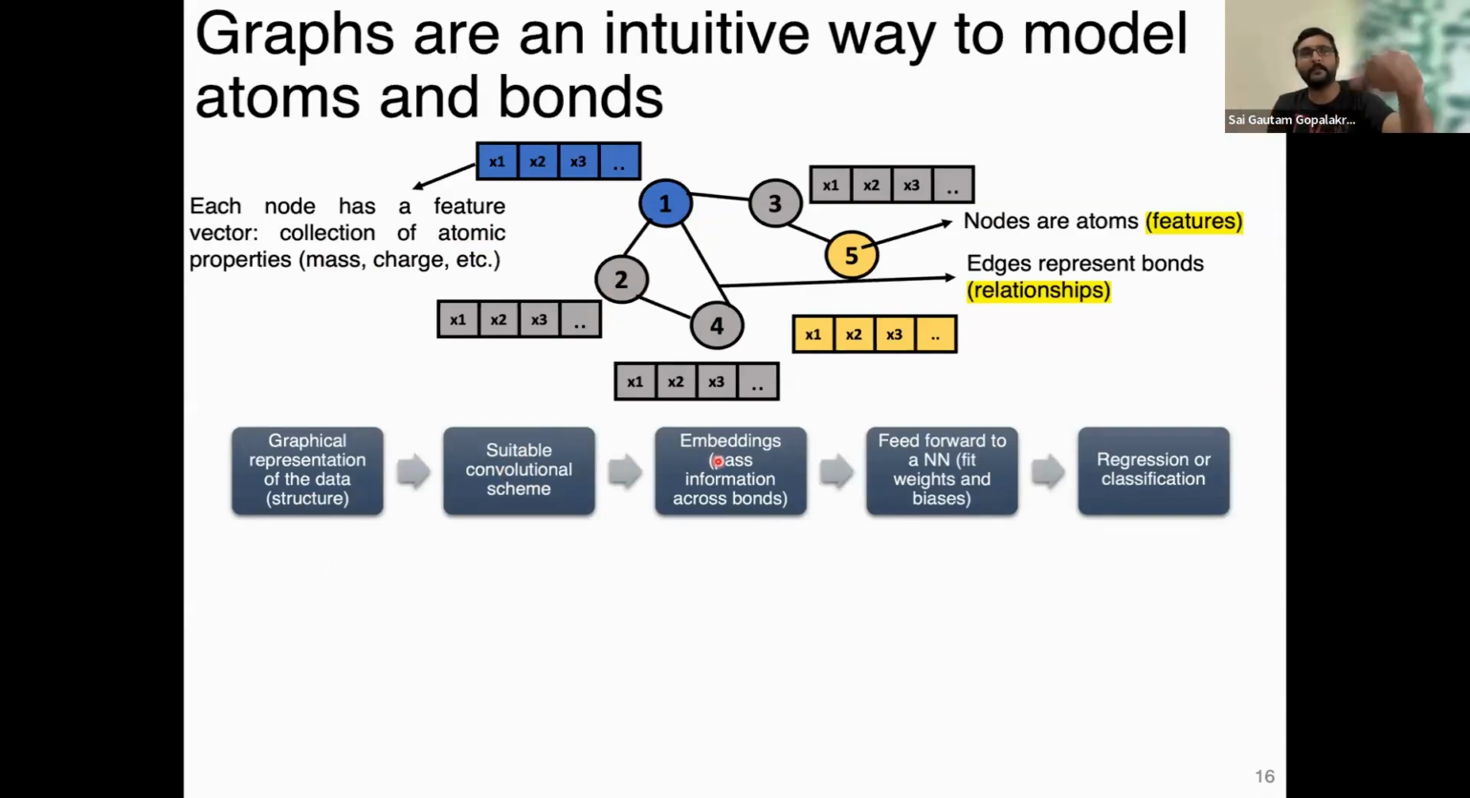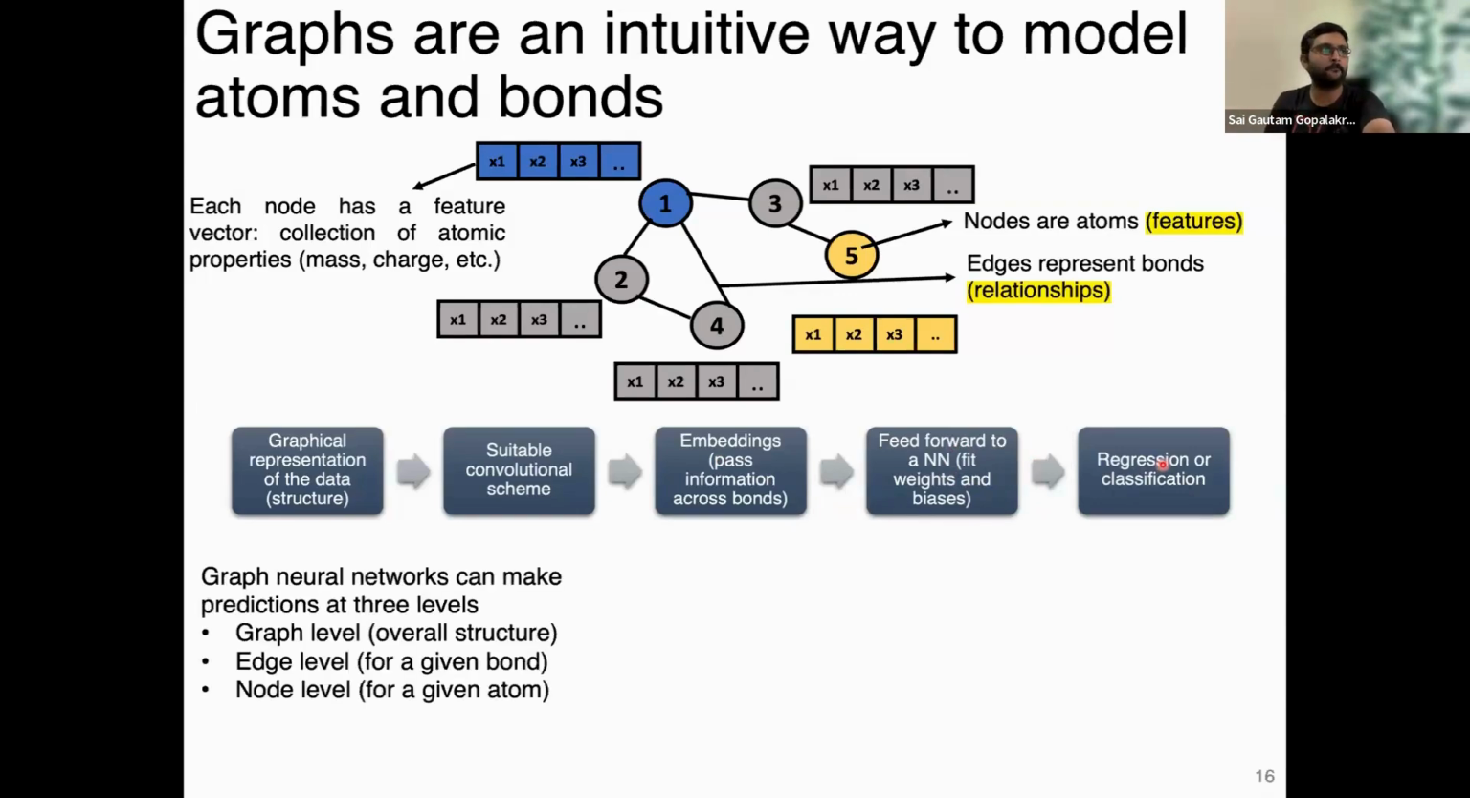So they are vectorial representations of your graphs or your structures, and then you feed those embeddings to a feed-forward neural network, and then you train this neural network for any regression or classification task. So this is the typical workflow in a graph neural network.